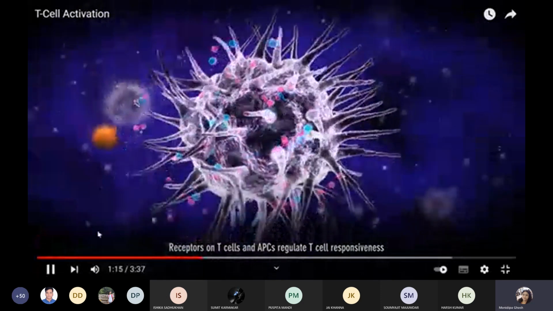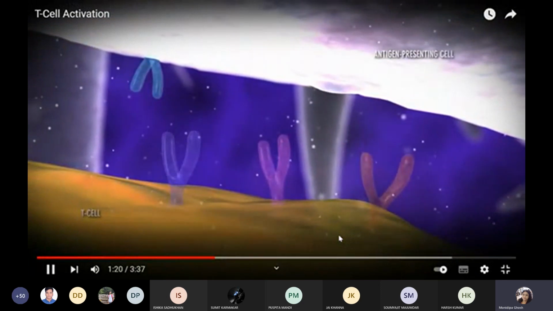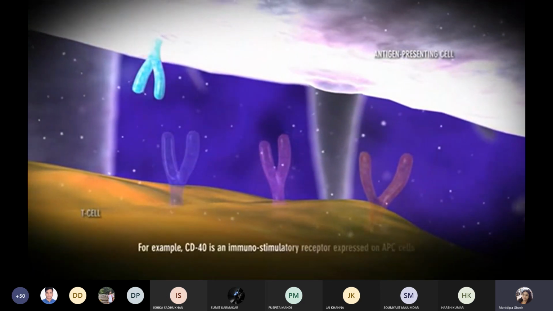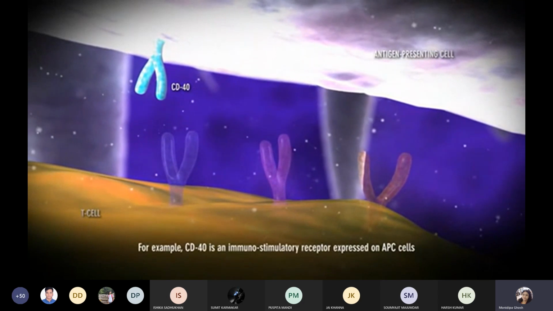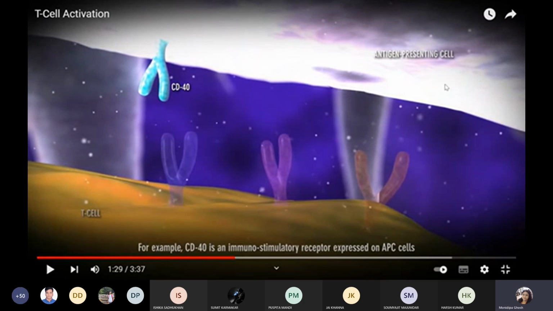The receptors on the T cell and APC regulate the T cell responsiveness. How are they interacting? Only if there is necessity will the proliferation of the T cell happen. This is the surface of the B cell or monocyte, and this yellow is the surface of the T cell. Now you see there are different co-receptors. The main receptors are MHC and TCR. MHC is expressed over the antigen presenting cell, and TCR, the T cell receptor, is expressed over the T cell.